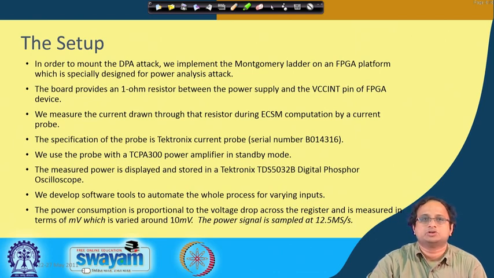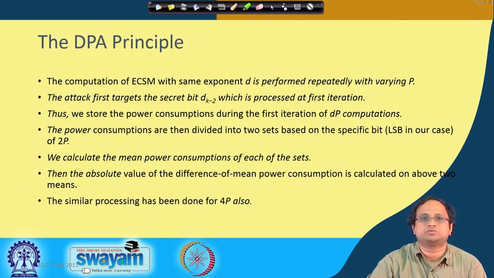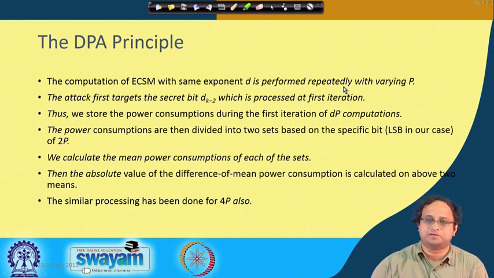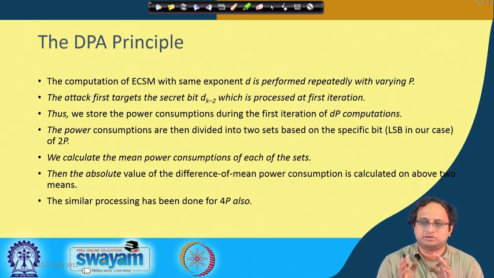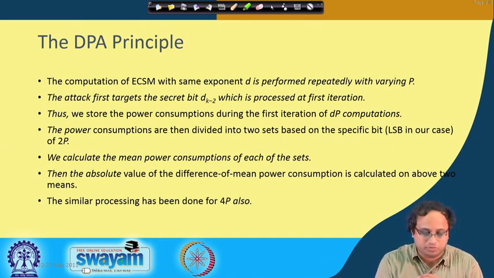So therefore, once we have that, we apply our DPA principle. The DPA principle is, as we have discussed, that with the same exponent d, you perform repeated operations with different P values. The scalar which you want to obtain is kept constant, and you are giving different P values and computing dP each time, basically multiplying P with d.